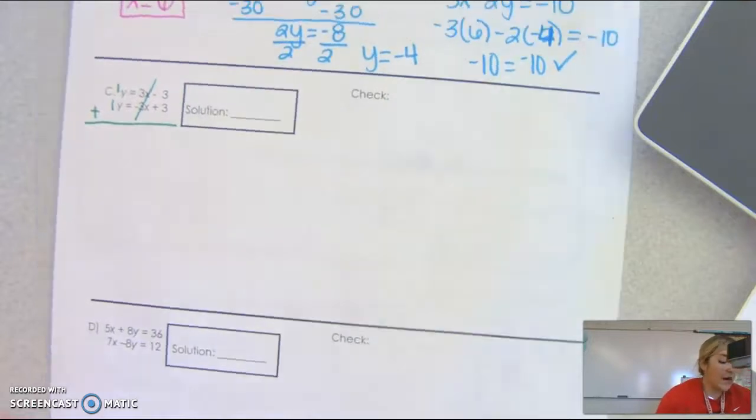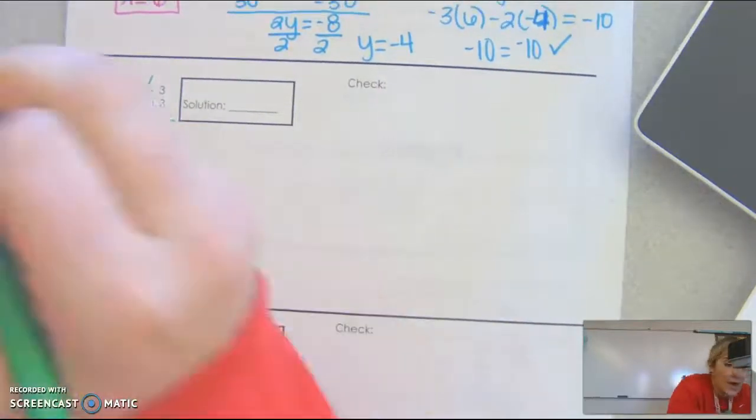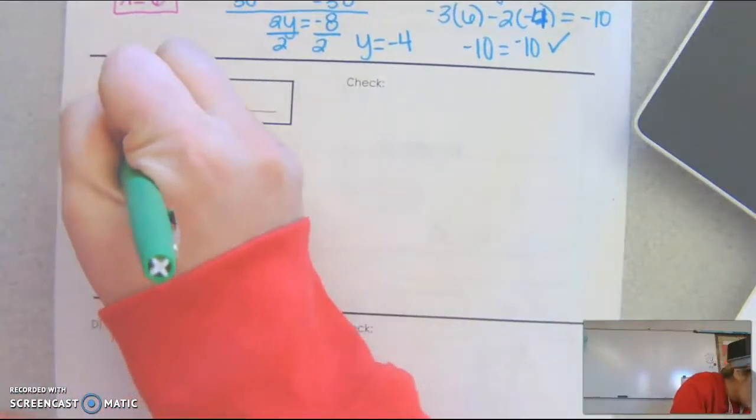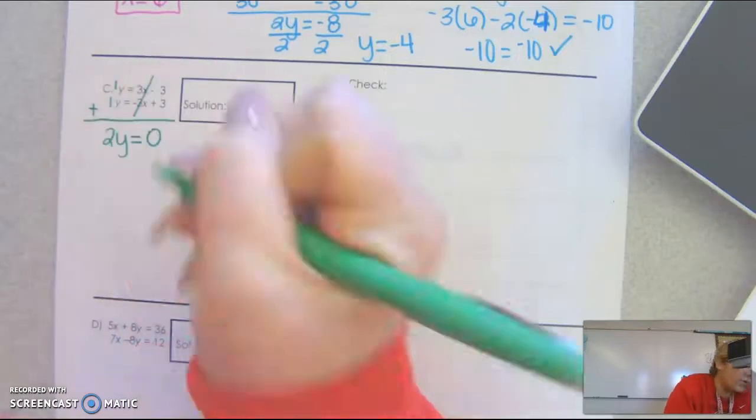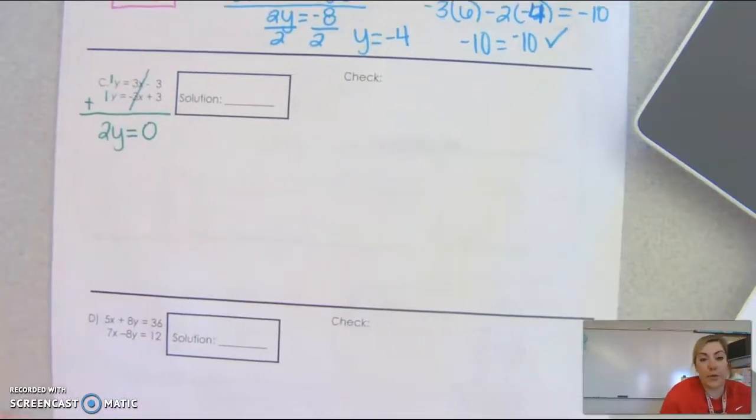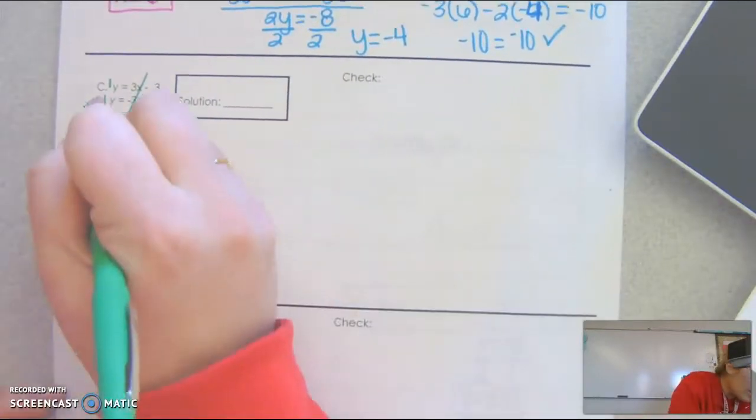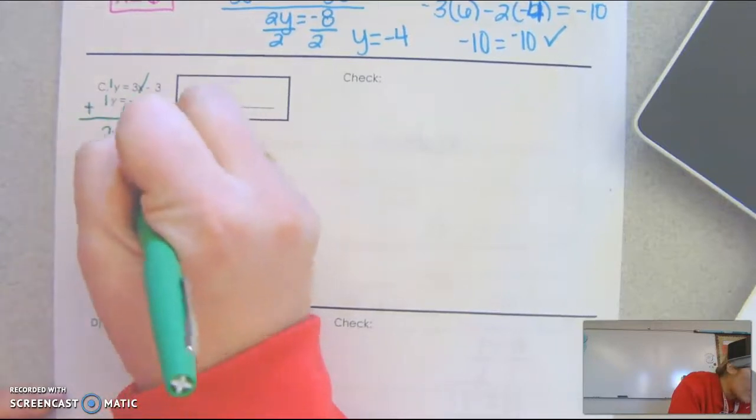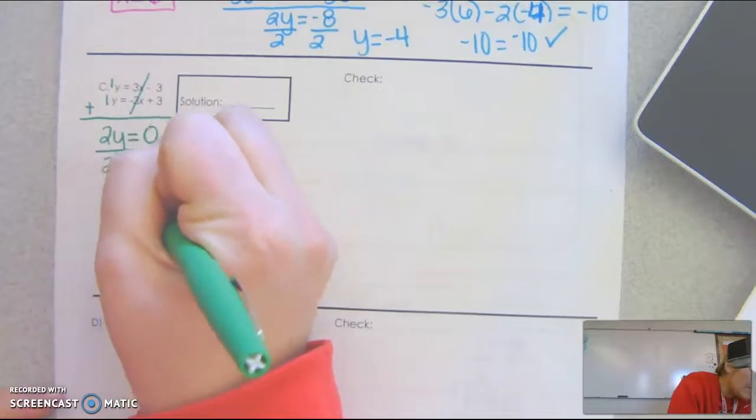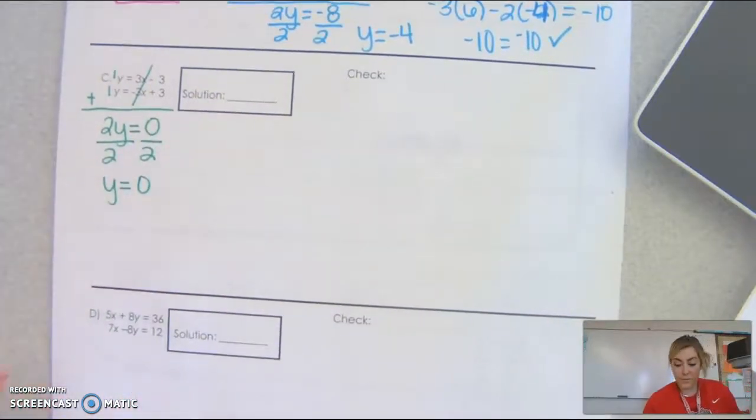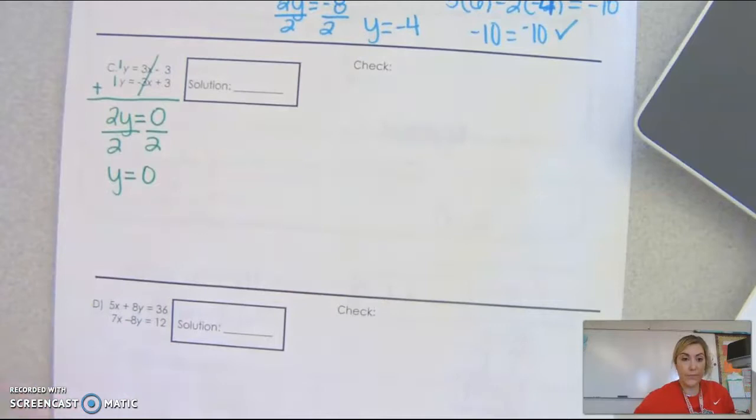Now we can add down. So 1y plus 1y is 2y. And negative 3 plus 3 is 0. So our equation is 2y equals 0. We divide both sides by 2, and 0 divided by 2 is 0. So our y value is 0.